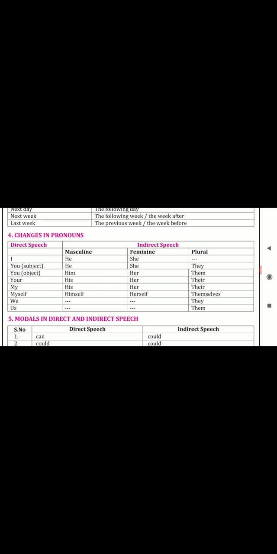And then we in direct speech, a plural subject, can be converted into they in indirect speech. And then the object us can be converted into them in indirect speech.